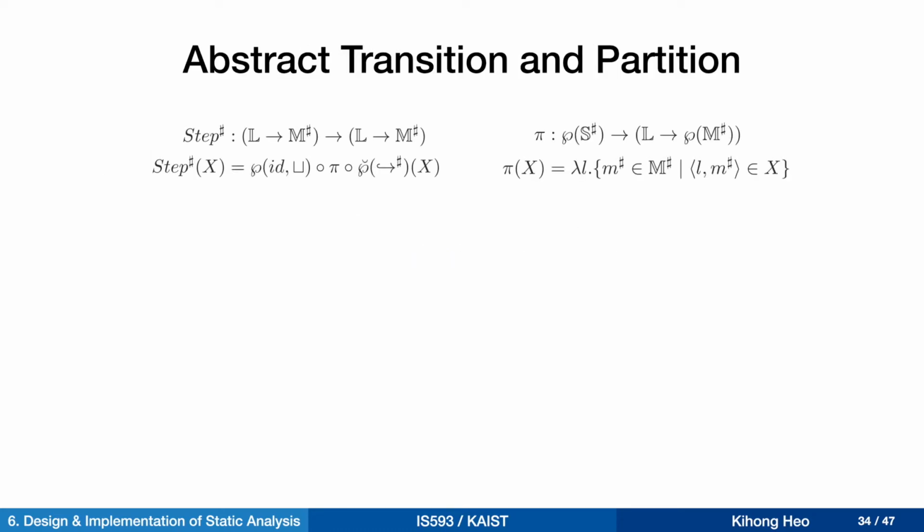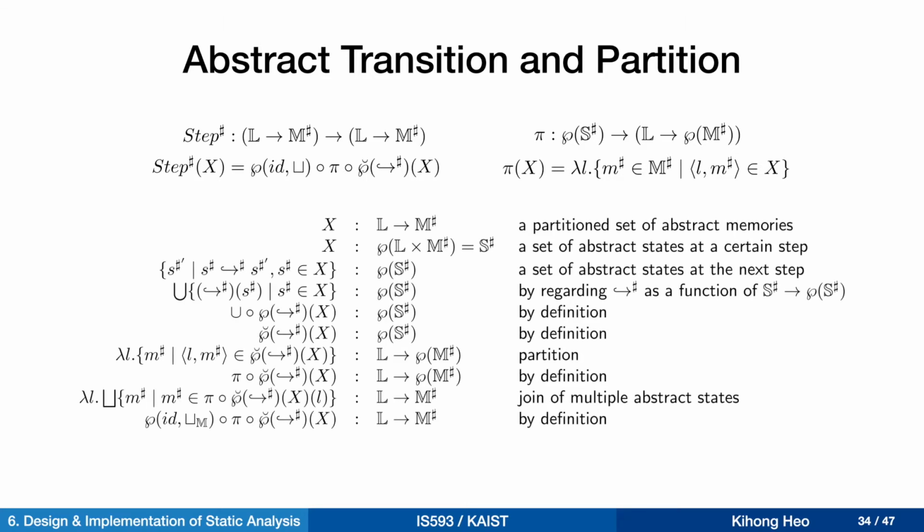First, the step function and the abstract partitioning function pi look similar to the ones for the partitioning abstraction. Let's see what that means by following these lines one by one. So first, this X is the partitioned abstraction of memories at a certain point, with this type, right? Because it is a function with this type, it can be represented as a subset of this type as we discussed. So this is just type conversion.